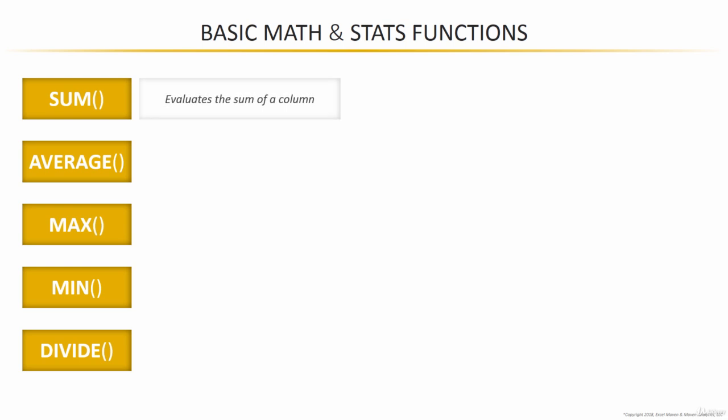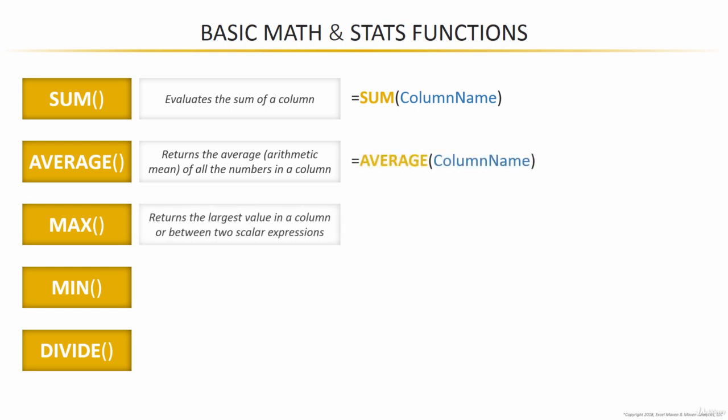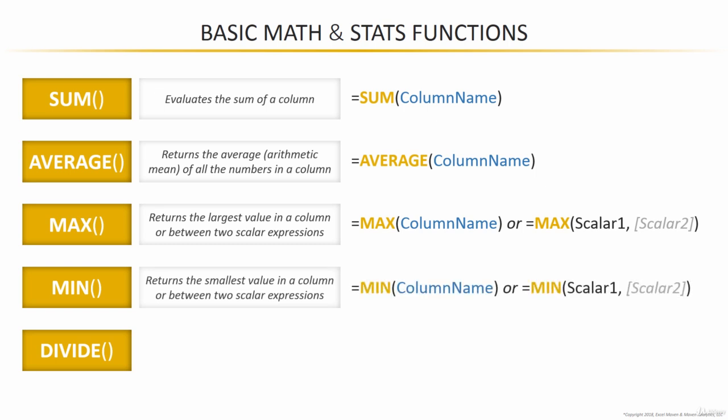But these, for the most part, speak for themselves. Very straightforward. The sum evaluates the sum of a column. Syntax-wise, all you have to do is point to a column name containing values. Similar story with average, it just returns the arithmetic mean of all the numbers in a column. Same syntax. Now for max, it obviously returns the largest value, but you don't have to just point to a column. You could also feed a max function a list of scalar or specific values, and max will return the largest within that list. Same goes for min, exact same syntax, it just returns the smallest value.